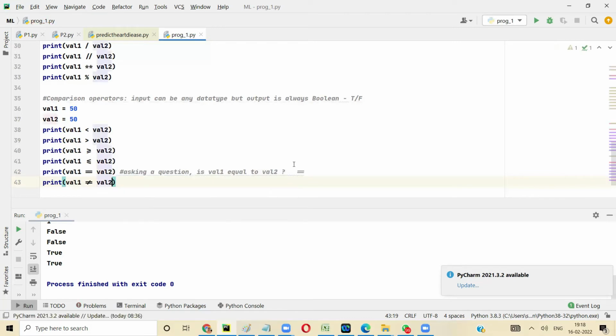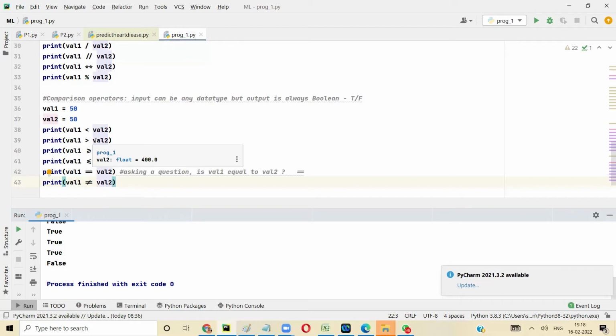So tell me, what is the output of lines 42 and 43? True and false. Yes. True, because they are equal. False, because they are not equal. Awesome.